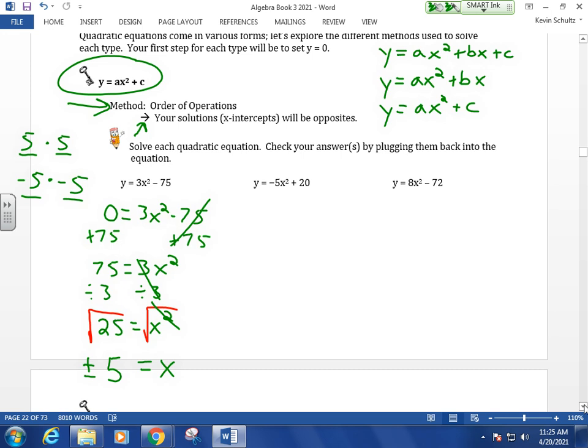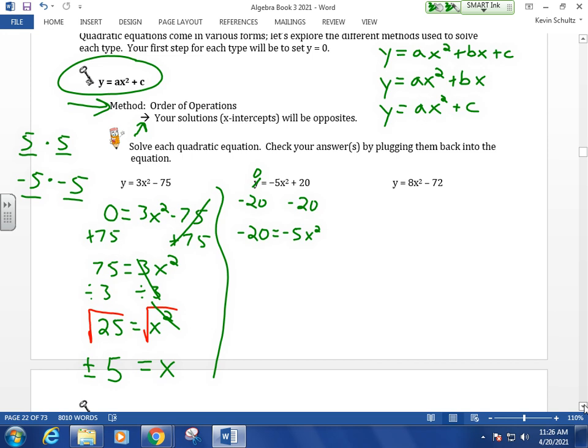Y equals negative 5x squared plus 20. This one should go a little bit faster, and then we kind of got the process down. What's our first step here? Josh, subtract 20. Of course, we're going to make this a 0 first, right? So 0 equals negative 5x squared plus 20. So we got negative 20 equals negative 5x squared, not plus 20, that 20's gone. Now what? What comes next?